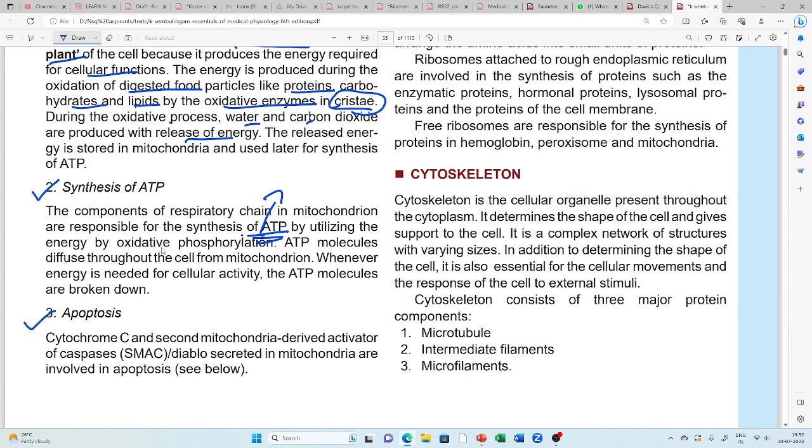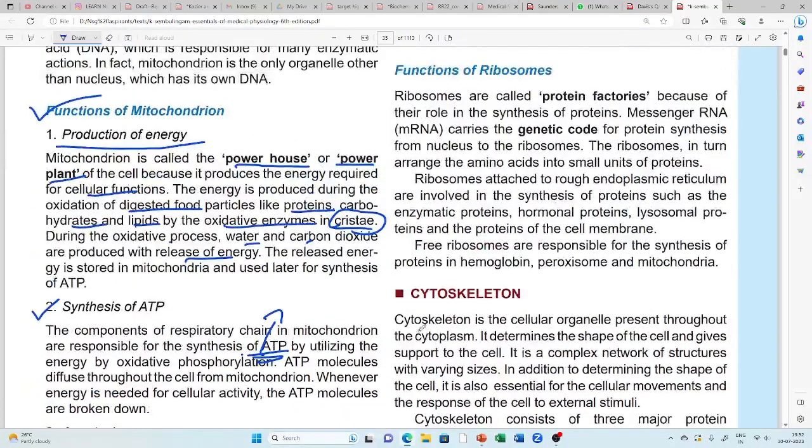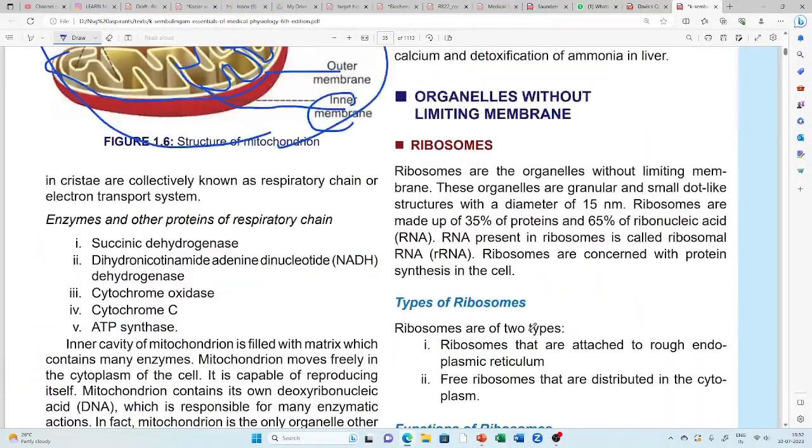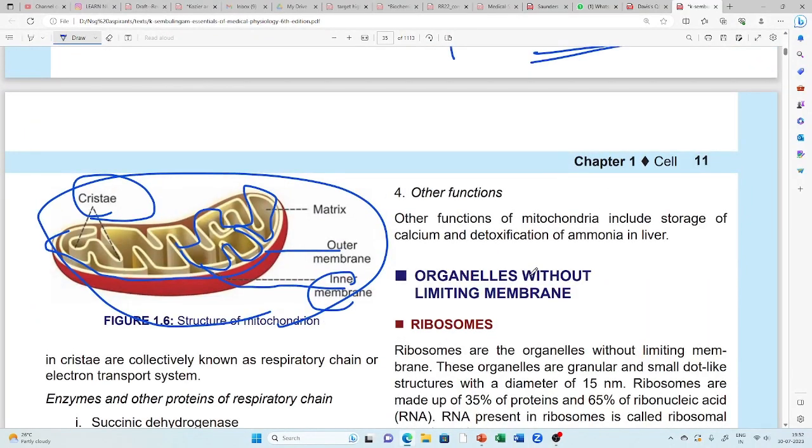Another function of mitochondria is apoptosis. Cytochrome C and second mitochondria-derived activator of caspases are involved in apoptosis. That is not very important. Very important is ATP production or power production. That is a very important one. Okay.